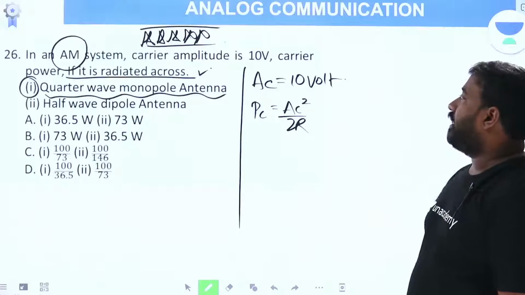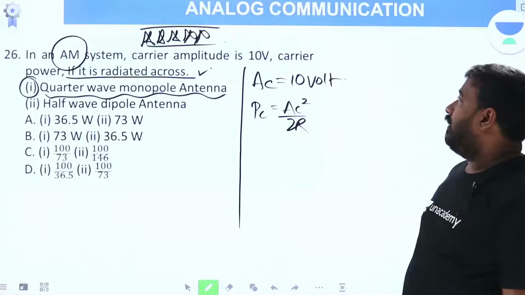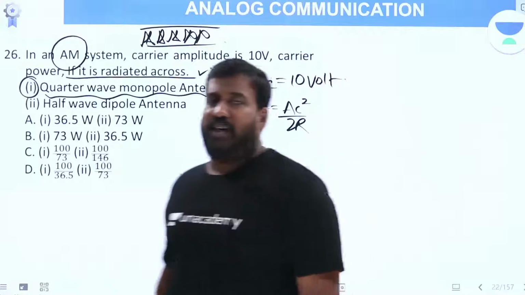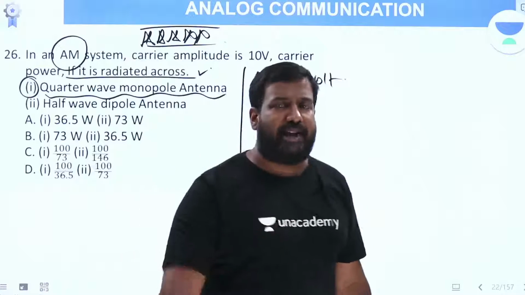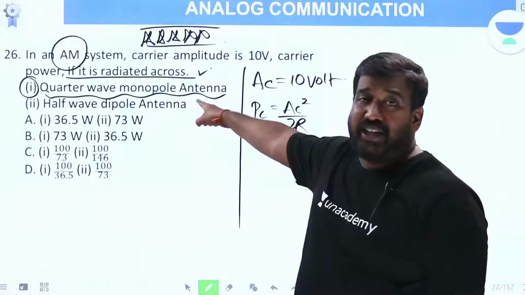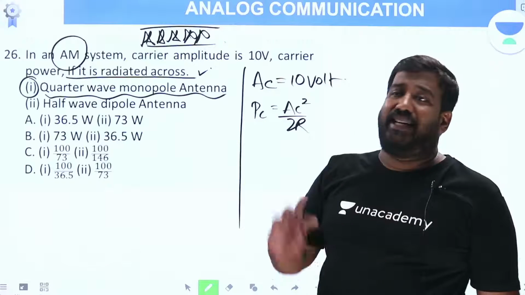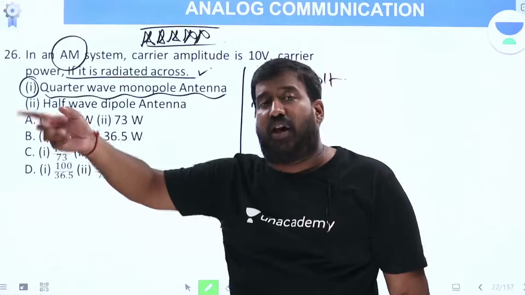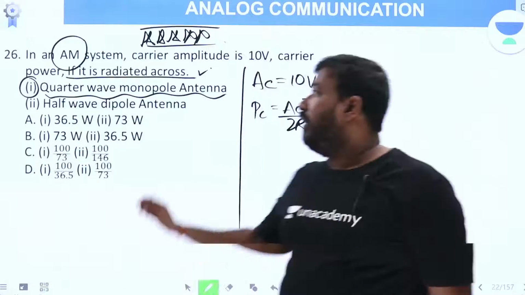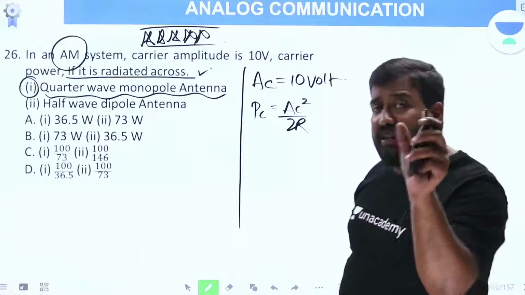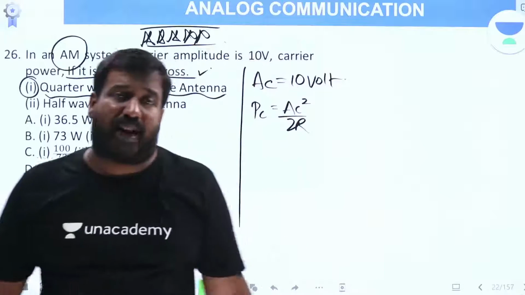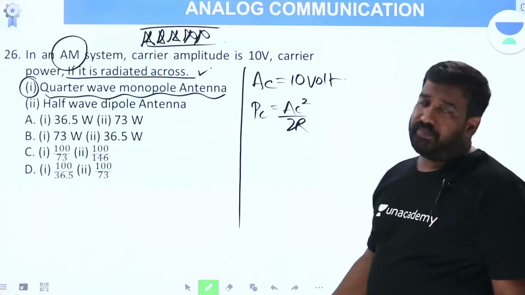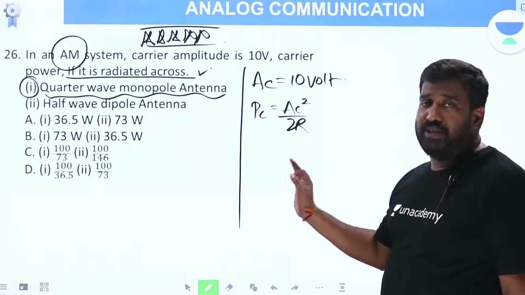Now read out: in an AM system, the carrier amplitude is 10 volt, and the carrier power is radiated across an antenna. If you have a phobia about antennas, as so many students do, and don't know anything about antennas, then this very simple question you cannot answer, because it is an intra-subject question. Only if you have sufficient knowledge of antennas and communication together can you answer it. That's why these kinds of questions are very important, because as an examiner, I want to test the student's knowledge across multiple subjects. This is the best way to ask a question. Remember, this is not a PYQ, this is a self-designed question by me.